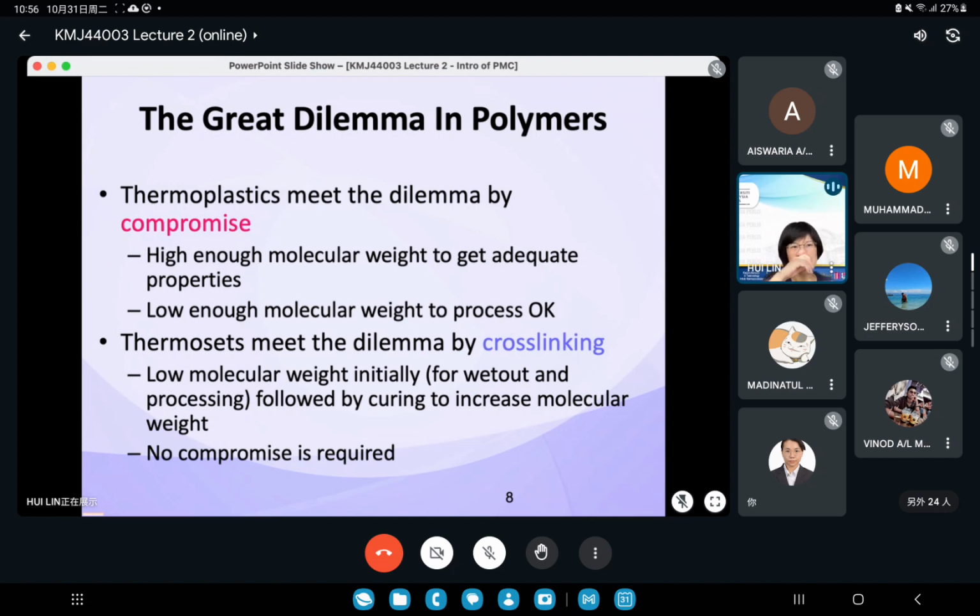Okay, so for the thermoset, there is no compromise. We don't have to compromise like the thermoplastic that I mentioned just now, because the initial ingredient is all in liquid form. Unless then we only control the amount of the hardener or the amount of cross-linker during the process.